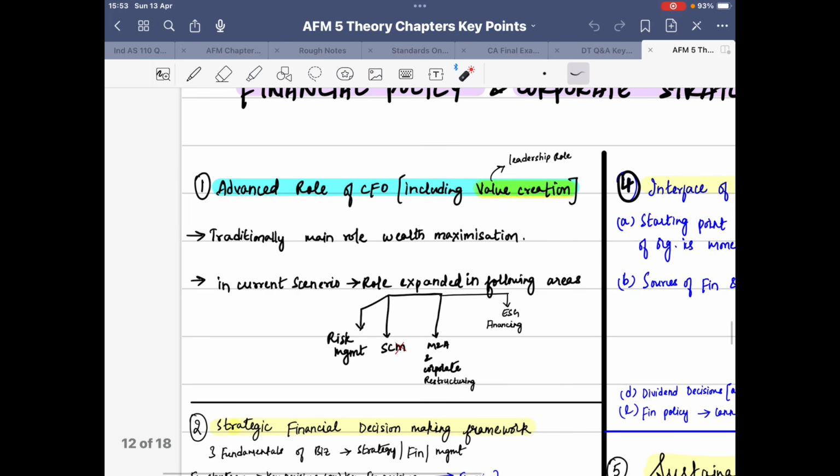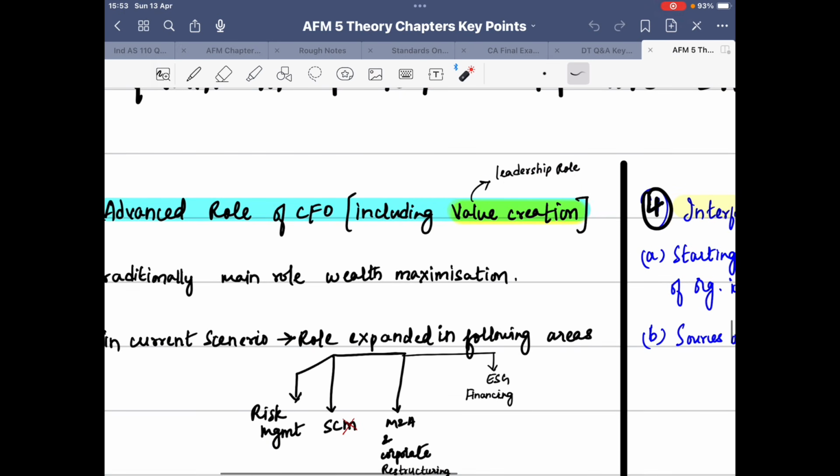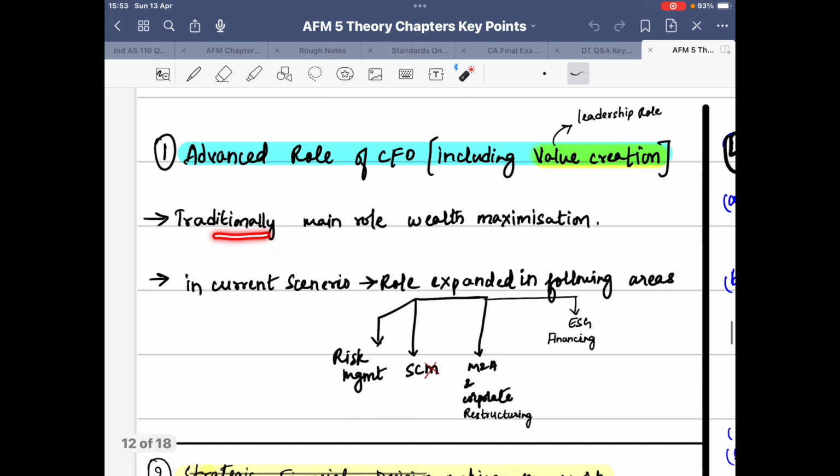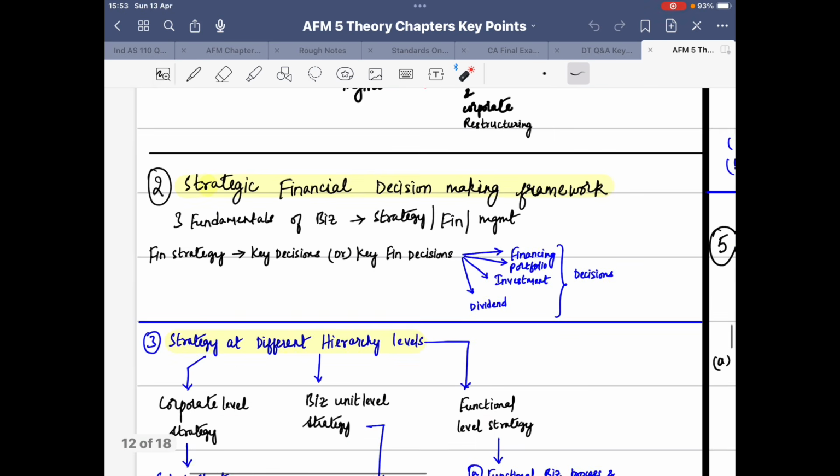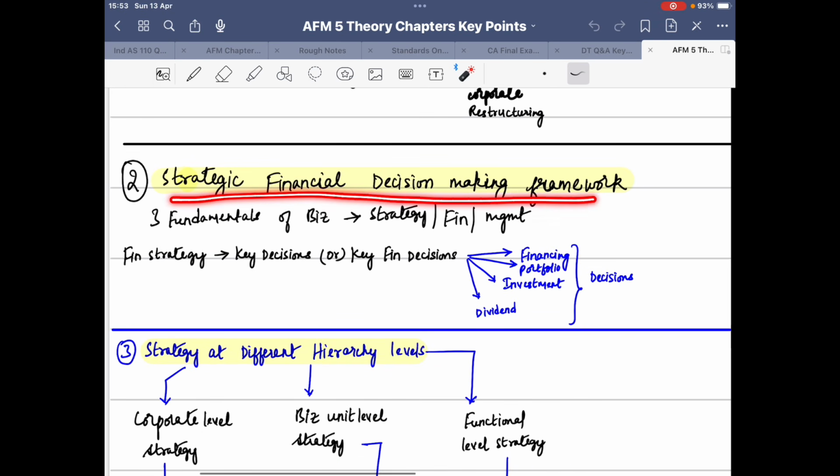Financial policy and corporate strategy. Advanced role of CFO including value creation, leadership role. Traditionally, main role is wealth maximization. In current scenario, role expanded in following areas like risk management, supply chain, mergers and acquisition and corporate restructuring, ESG financing. Strategic financial decision making framework.